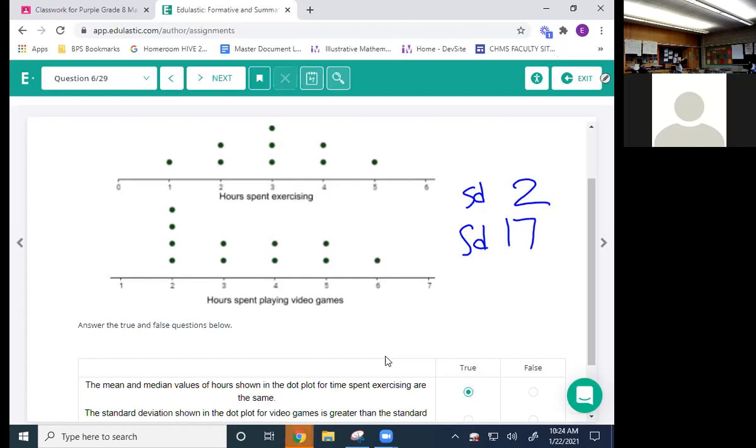Exactly. Very good. The standard deviation basically talks about the variability in our data. How far is the average point away from my mean value, the middle value? The average, really. How far are my data points away from my average value? So the larger the standard deviation, the more spread out my data is. Very good. So, is the video games more spread out than the hours exercising?